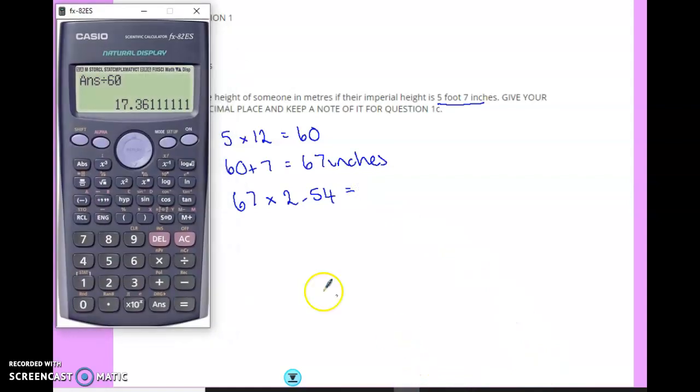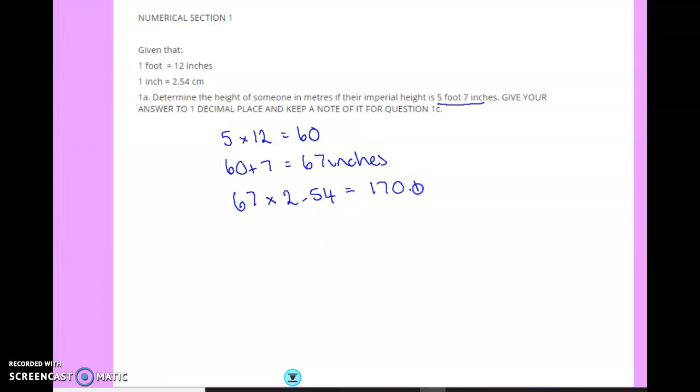That gives us 170.18. That's in centimetres. We want a height in metres. So we're going to divide by 100, which gives me 1.7018. I want 1 decimal place, so 1 number after the point, 7, second one after that's a 0, so it doesn't round up, it stays as a 7. So 1.7 metres.